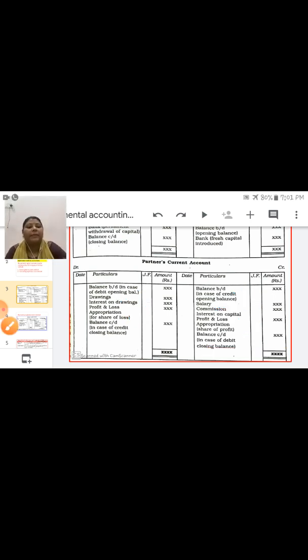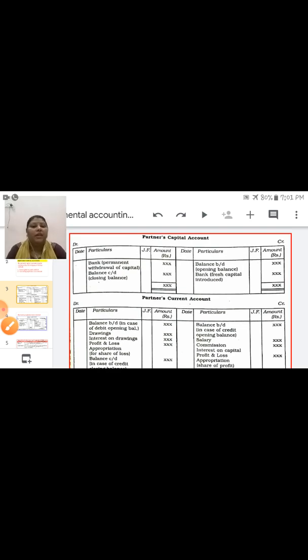So in fixed capital method you have to maintain two accounts. First is partners capital account and second one is partners current account. In partners capital account, only capital balances you have to write down. In partners current account, you have to write down all the things except capital.